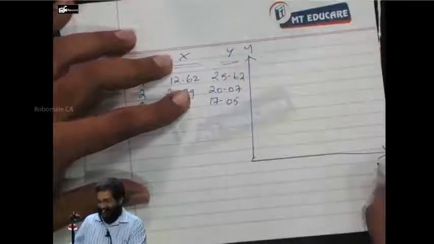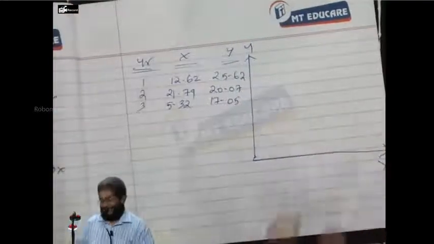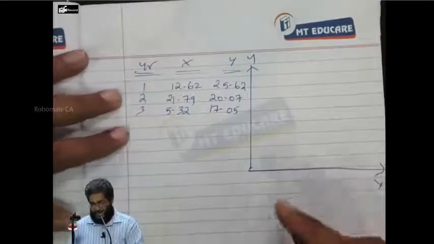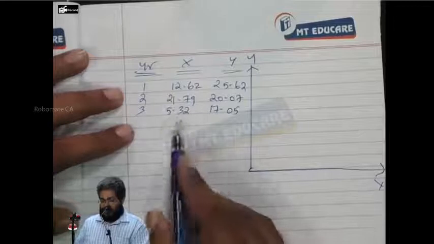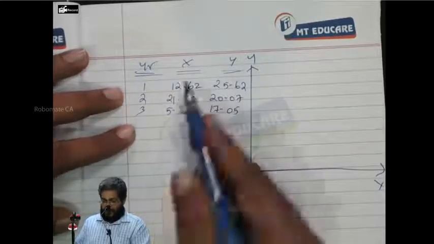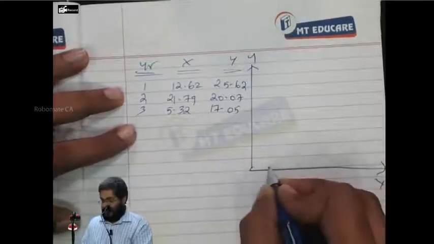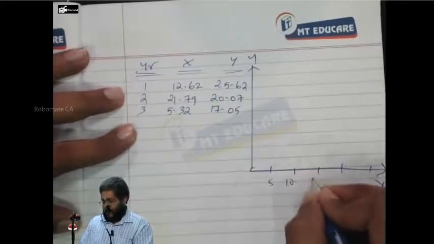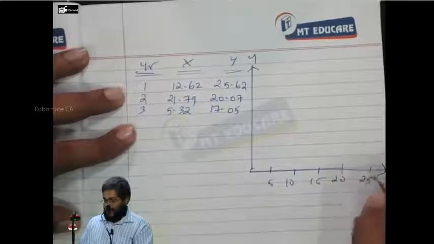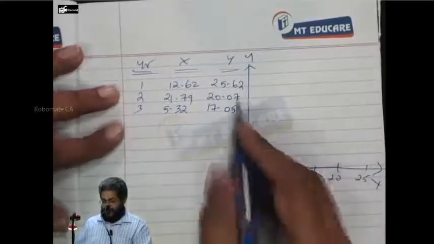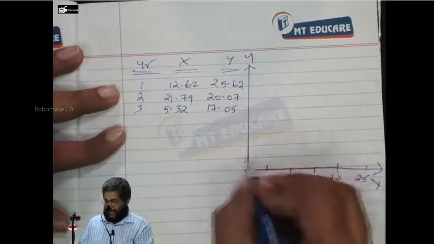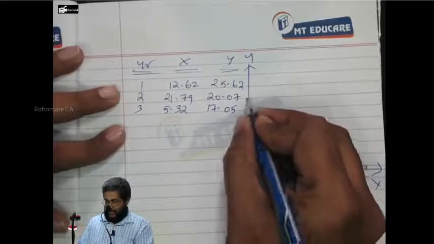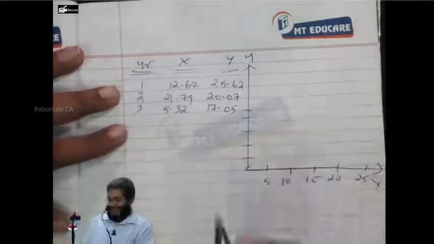Y and then X. So x-axis and y-axis. 5, 21, 12 we have now. I just divide in a range of 5: 5, 10, 15, 20, 25. For this, I can plot points easily. Next is 17, 20, 25. Same, I just have it as 5, 10, 15, 20, 25.